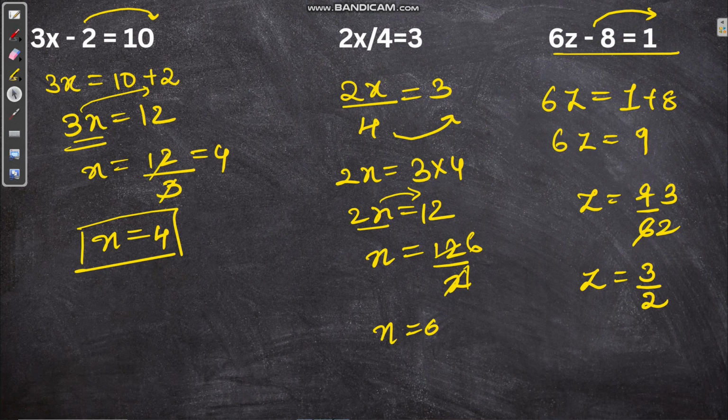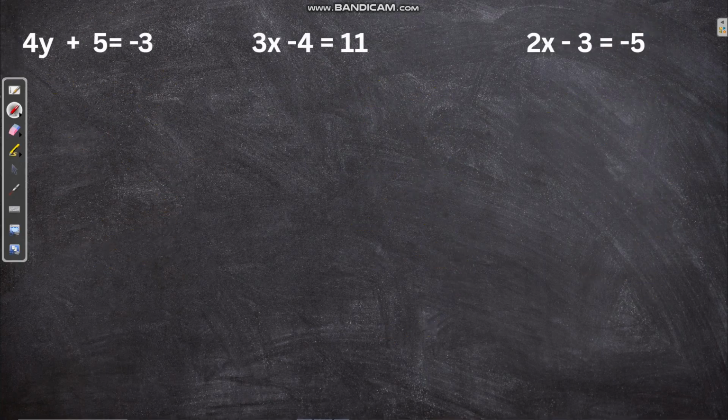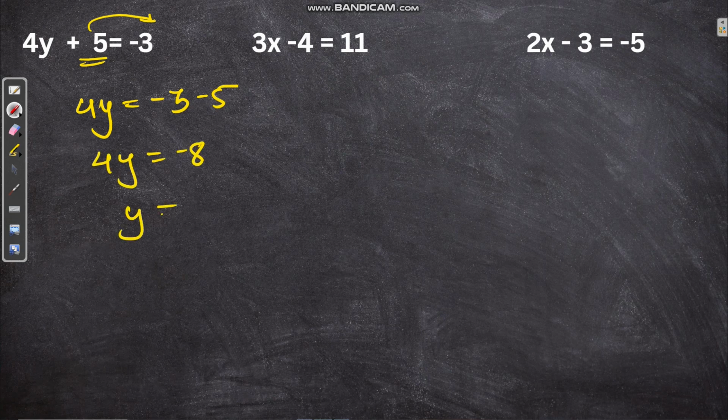Let's solve a few more questions. 4y plus 5 is equal to minus 3. So let's take plus 5 to the other side. So 4y is equal to minus 3 minus 5. 4y is equal to minus 8. y is equal to minus 8 upon 4, because here it is multiplication. When it goes to that side, it will be division. 4 ones are 4, 4 twos are 8. So the answer is y is equal to minus 2.